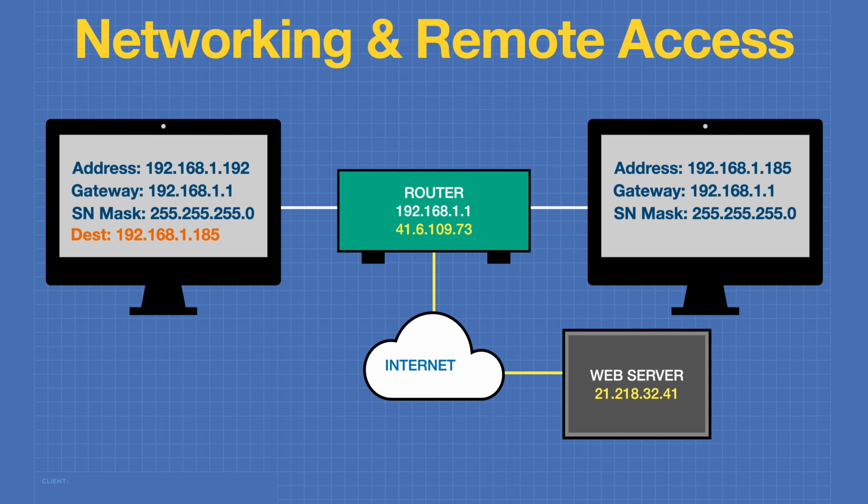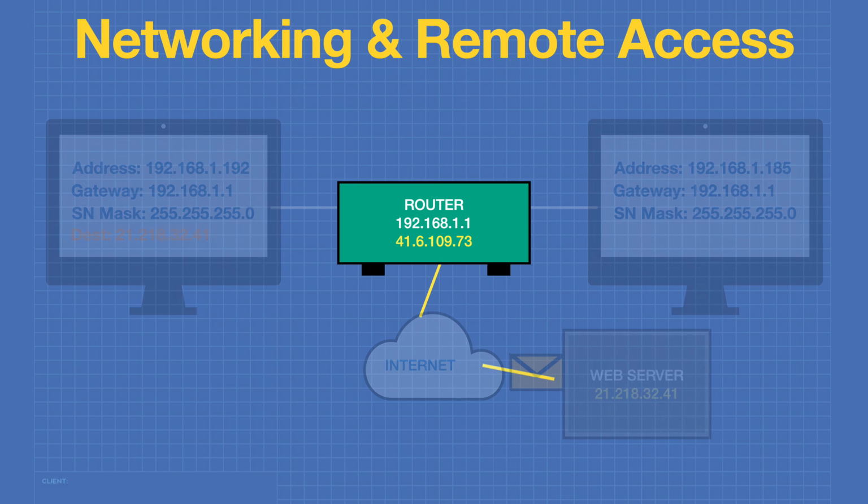It's determined that this is the local network, and therefore there's no need to even go through the router. When the destination is on the internet, however, the subnet mask will show that you need to use the gateway, in this case the router. The packet will go through the router and be passed out to the web server on the internet.